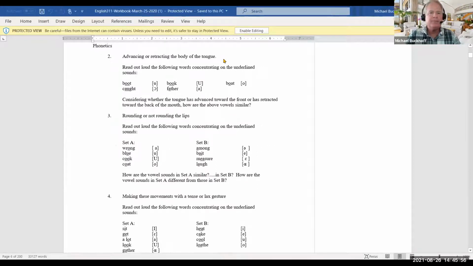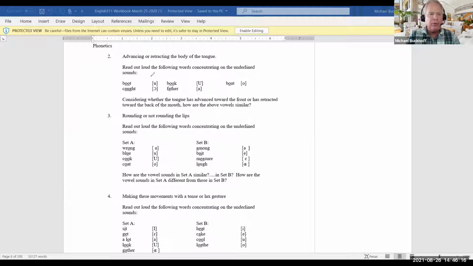Number two, advancing or retracting the body of the tongue. So is the tongue moving more toward the front, right behind the teeth, or is the tongue moving back and bunching up and going toward the back of the mouth? That also affects the vowel quality.